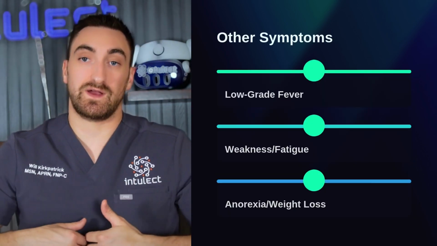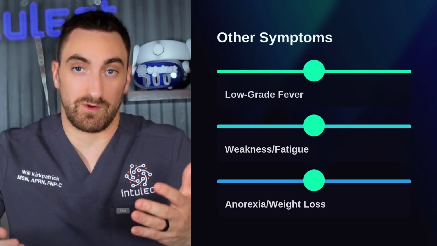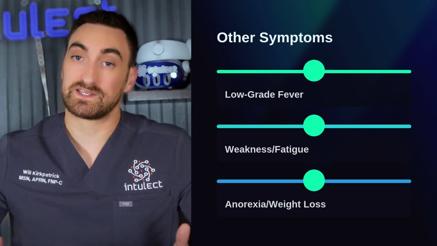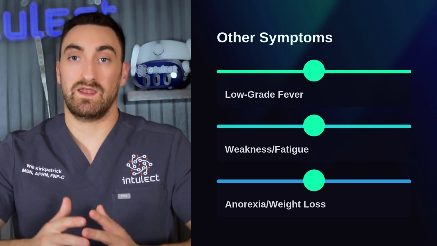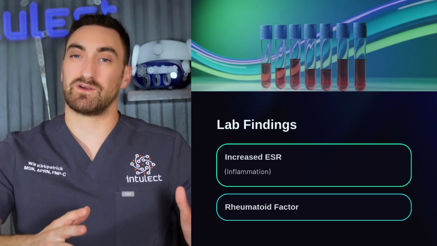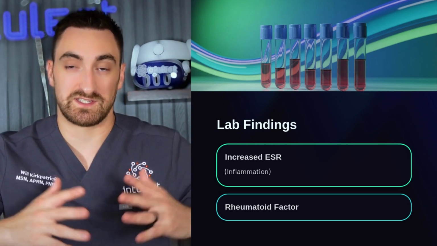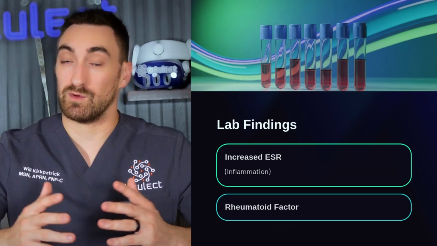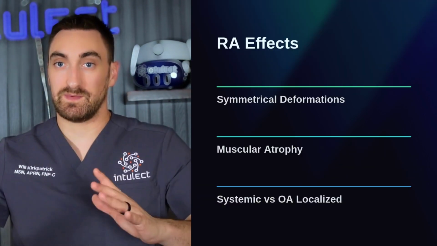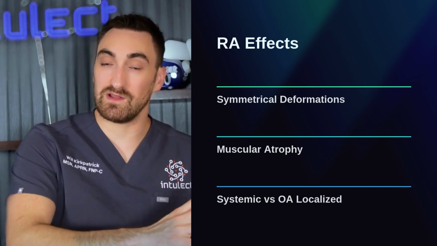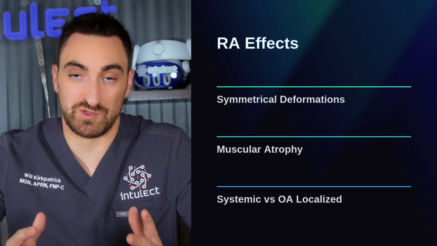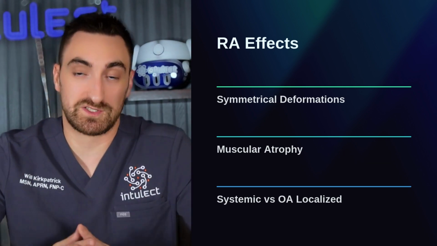These patients could also have signs and symptoms such as a low-grade fever, weakness or fatigue, anorexia, and weight loss. Diagnostically, they might have an increased ESR, which is considered a marker for systemic inflammation, or a rheumatoid factor, of course. Once again, rheumatoid arthritis is systemic. Osteoarthritis is usually localized pain somewhere, but rheumatoid arthritis could eventually cause symmetrical joint deformations or muscular atrophy.